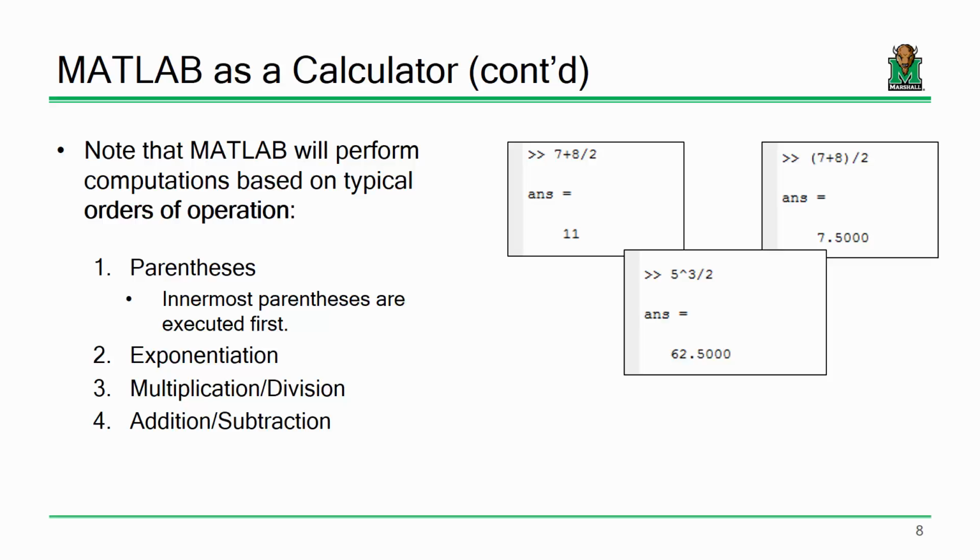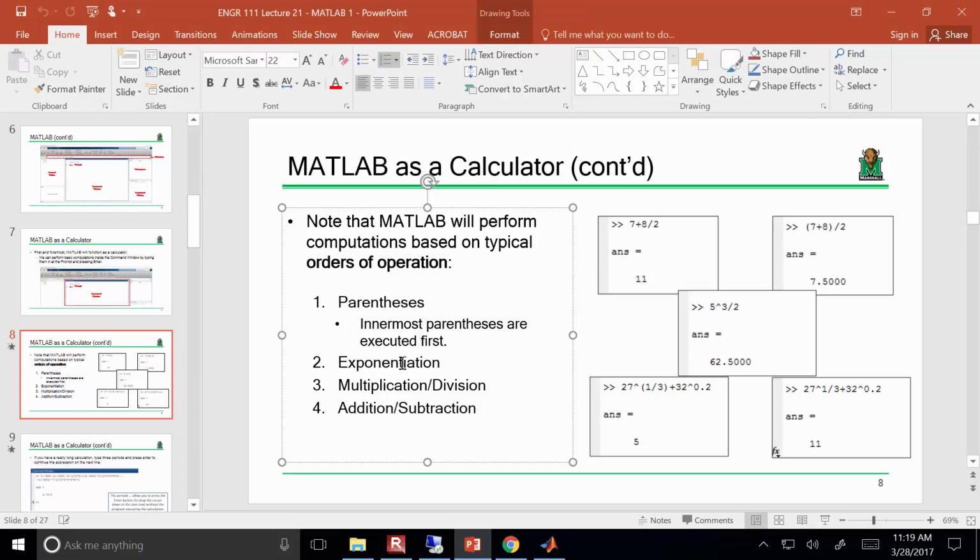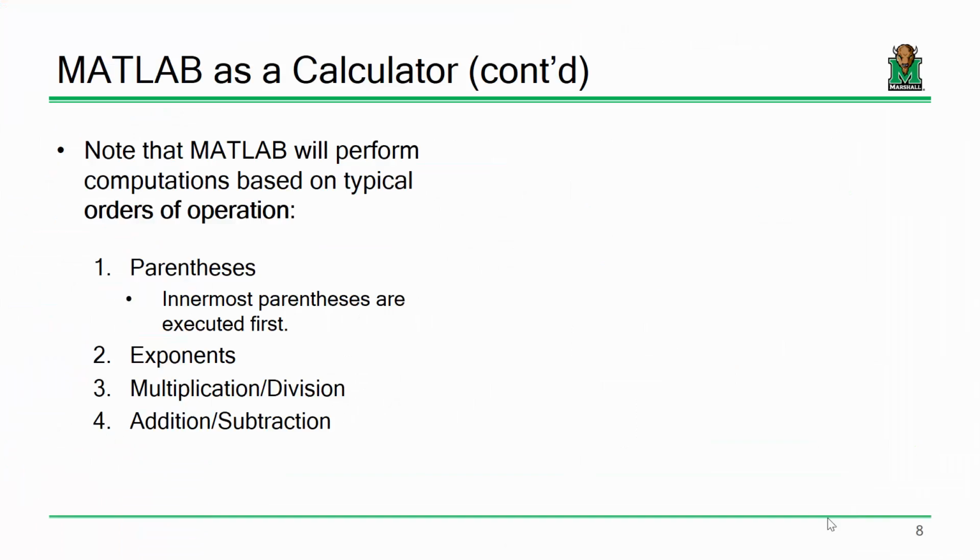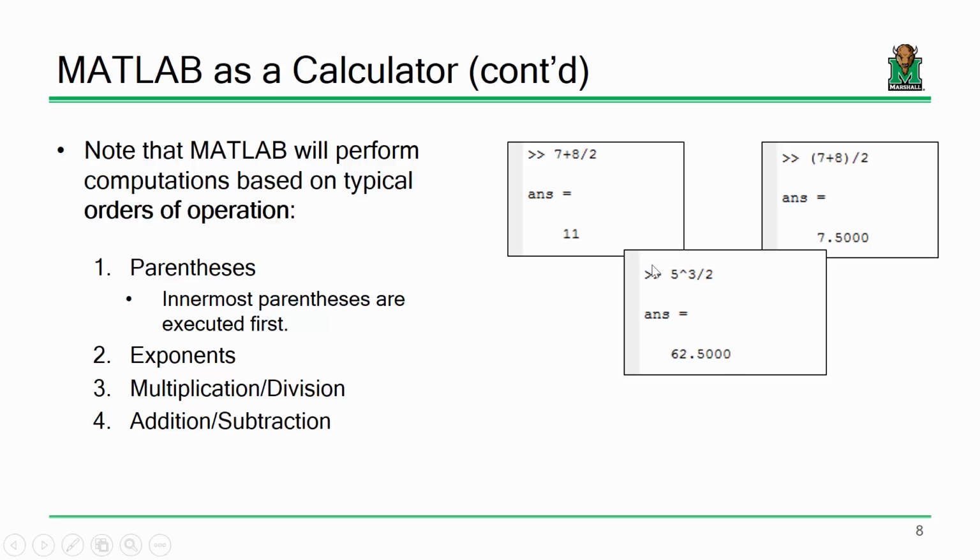So now let's see if you can get this one. The exponents. All right. So now how about the exponents? They'll be first, and so it'll be 5 to the third and then divided by 2. So 5 to the third is 5 times 5 times 5, so that'd be 25 times 5, which is 125, divided by 2, 62.5. Okay, so it did the exponents before it did the division. All right, so it seems to be behaving as expected so far.